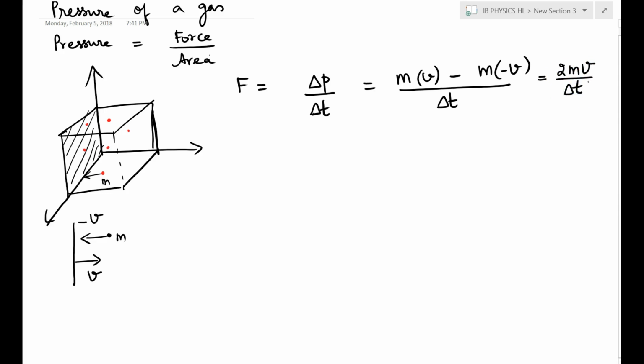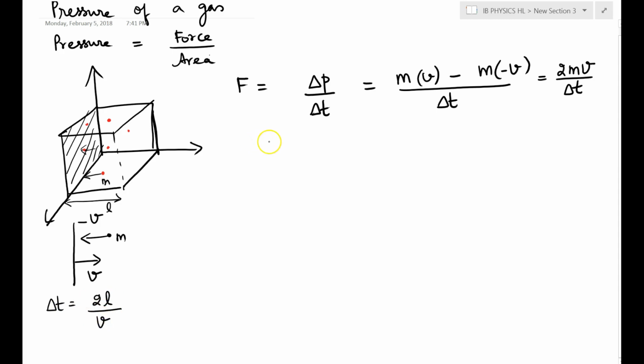What's the time in which this collision happens? We know that the time of the actual collision is itself very negligible. So we can safely say that if the molecule goes and collides with the wall of this container, the time between two successive collisions of this molecule with this wall is going to be the time taken for the molecule to travel to and fro. So let's assume that the length of the cube is L. So in between two successive collisions with this wall, the molecule will travel 2 times this distance. So I can write the time as distance traveled, which is 2L, divided by the speed.